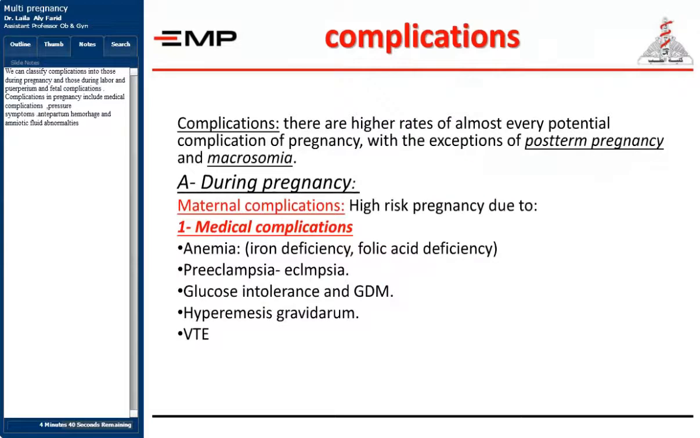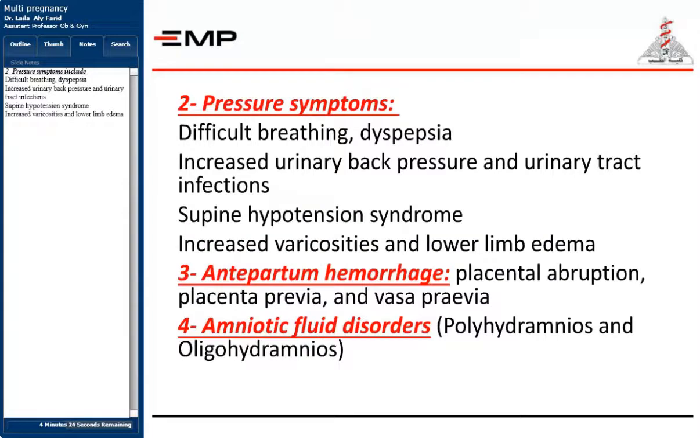We can classify complications into those during pregnancy, those during labor and puerperium, and fetal complications. Complications in pregnancy include medical complications, pressure symptoms, antepartum hemorrhage, and amniotic fluid abnormalities. Pressure symptoms include difficult breathing, dyspepsia, increased urinary frequency, back pressure, and urinary tract infections, supine hypotension syndrome, increased varicosities and lower limb edema.